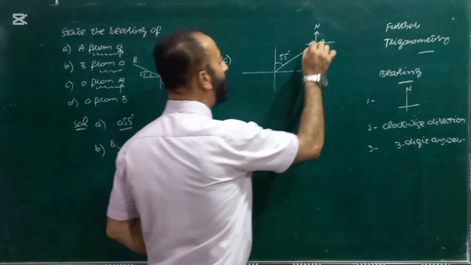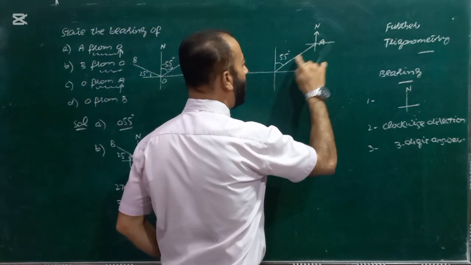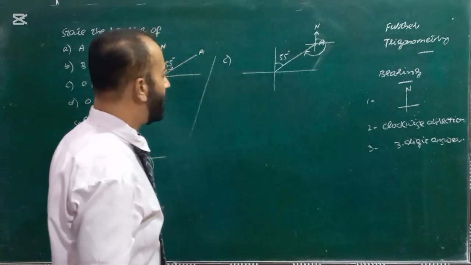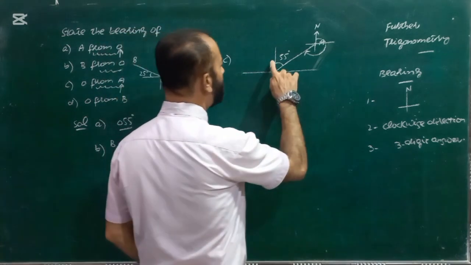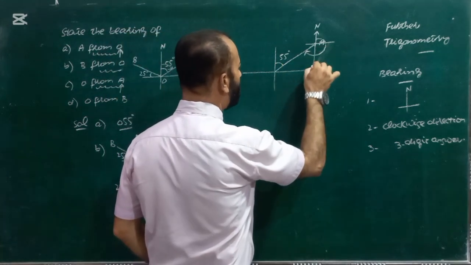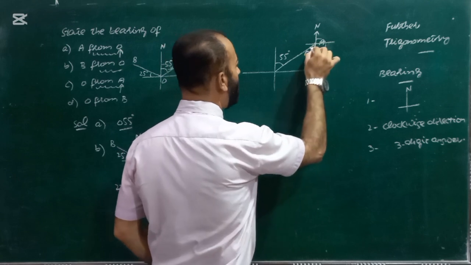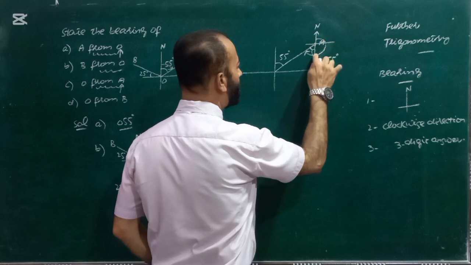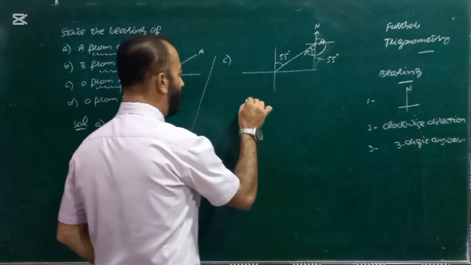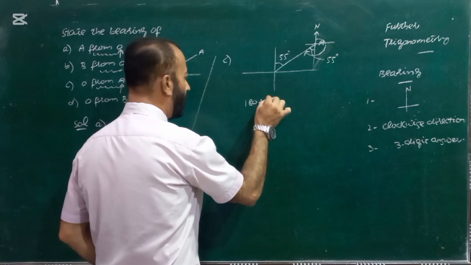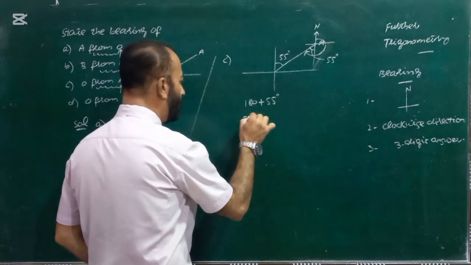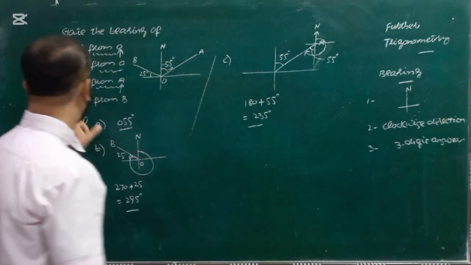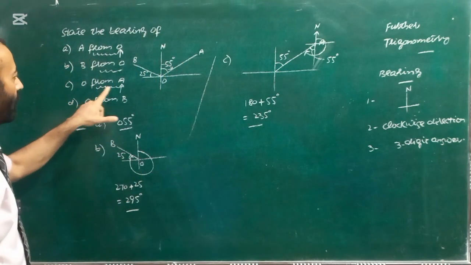We will move from the north direction, and here is A's line. So actually, up to here, this is the required angle. If this is 55°, according to alternate angles, this will also be 55°. This is 180 because two quadrants are there. So 180 plus 55 will be equal to 235°. This is the bearing of O from A.